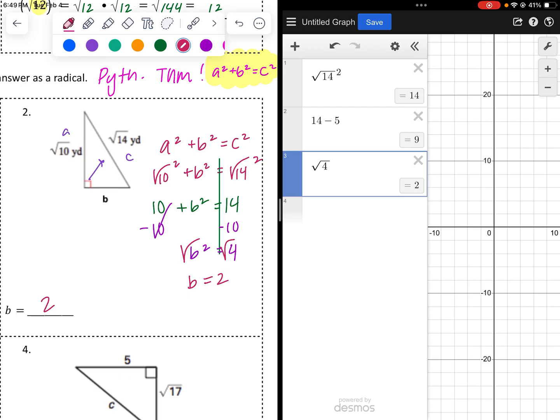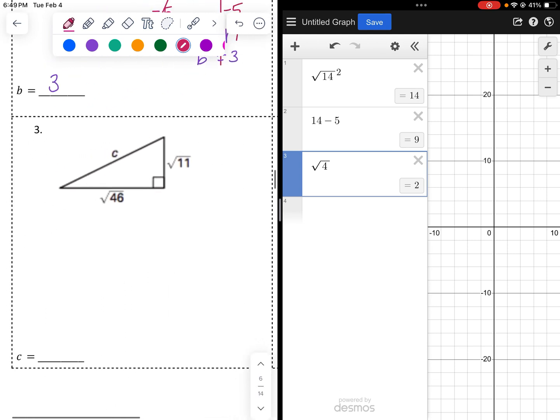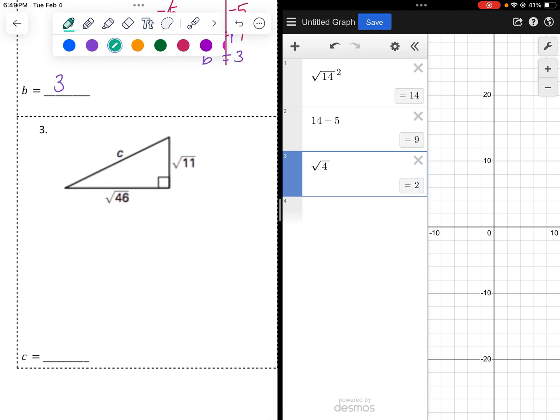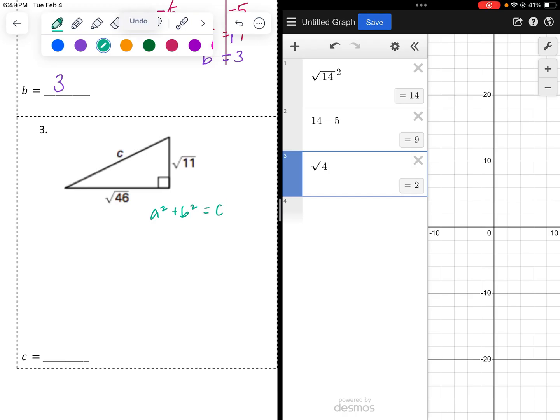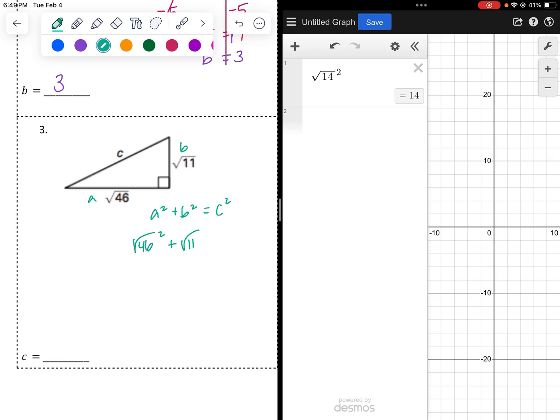Okay, let's go on to example 3. Same exact thing. I'm going to rewrite my equation: a squared plus b squared is equal to c squared. Looking at my triangle, I have my c, and I need a and b. I have the square root of 46 as my a, so I have the square root of 46 squared plus, my b is radical 11, so radical 11 squared, is equal to c squared.